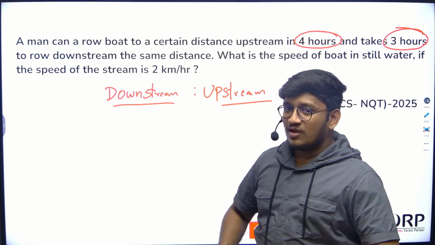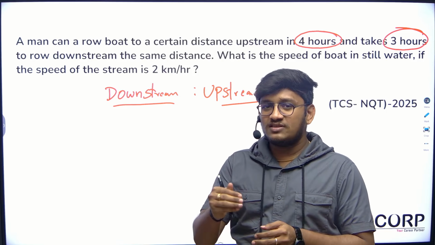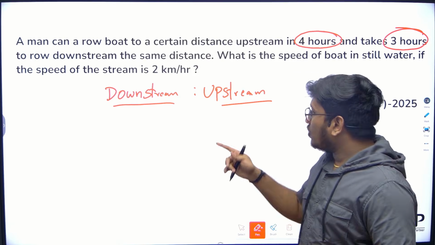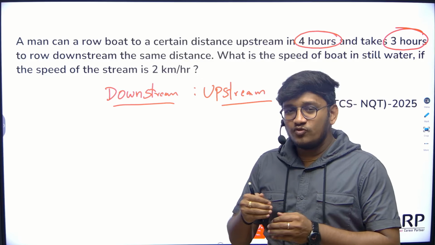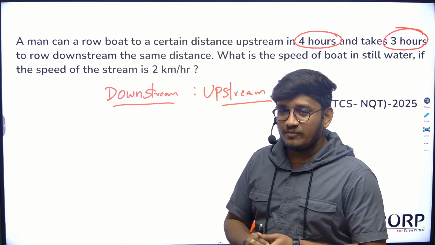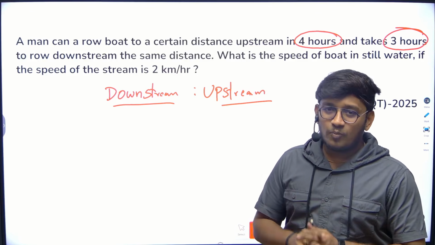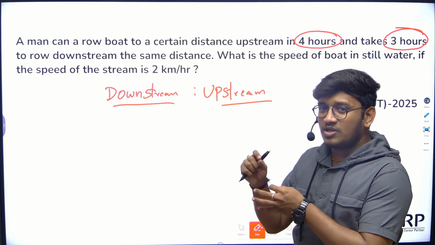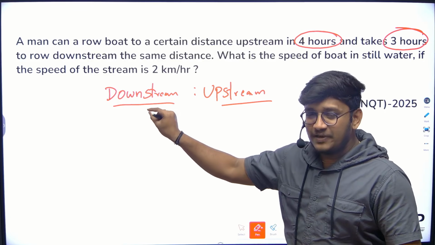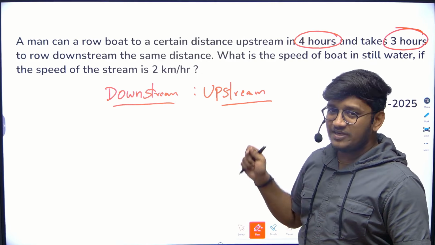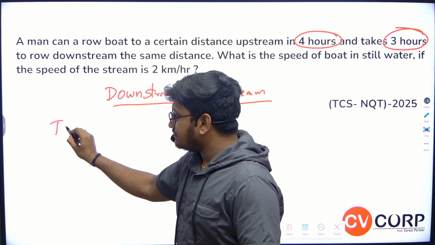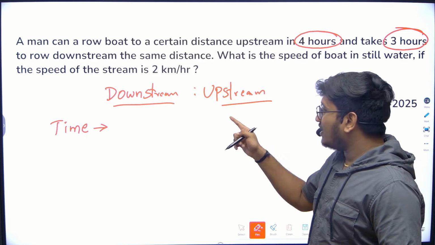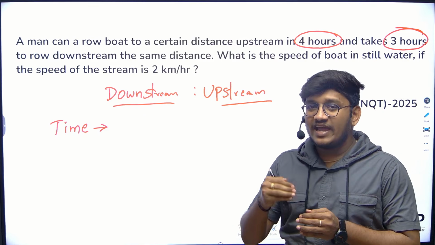In downstream, water is going along with the boat, meaning water and boat direction will be the same. And what about upstream? Water is moving against the boat, meaning water and boat are moving in opposite directions. So this indicates upstream. Obviously, downstream speed will be greater than upstream speed. When I'm talking about time, I will take more time in upstream because water is moving against the boat, right?